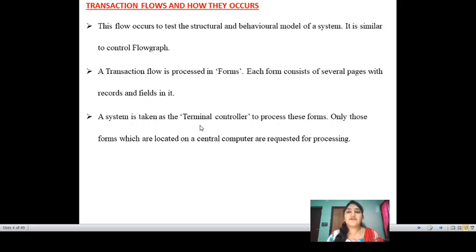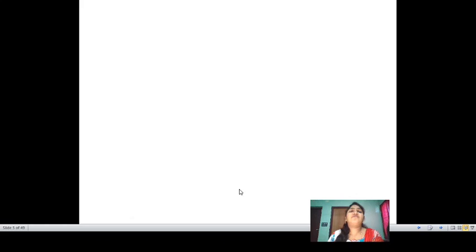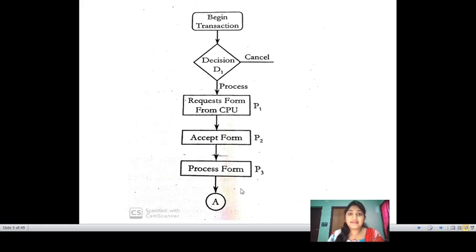The terminal controller accesses the input from the CPU, or processes the input from the CPU. Only those forms located in a central computer are requested for processing. The terminal controller transmits each page of output to the central computer. The terminal controller also transmits the code to check the input. This is how the transaction flow occurs. Now coming to the same transaction flow in the transaction flow graph, how it is defined.